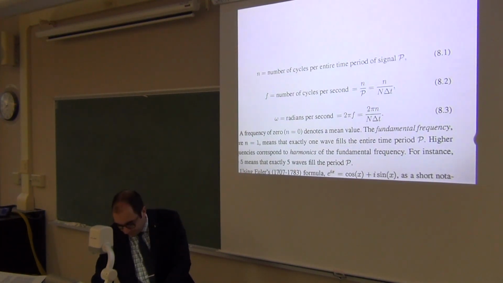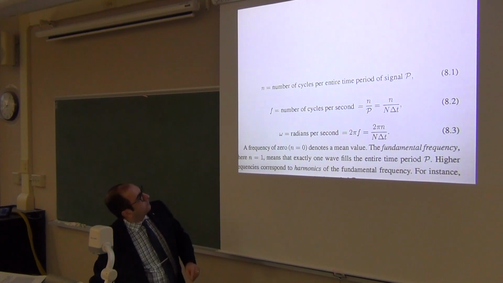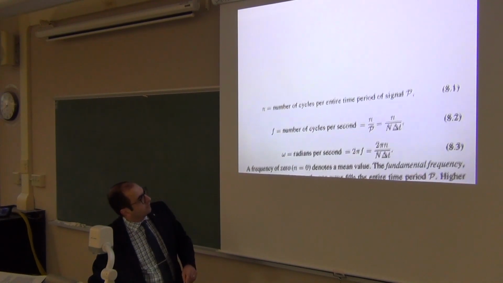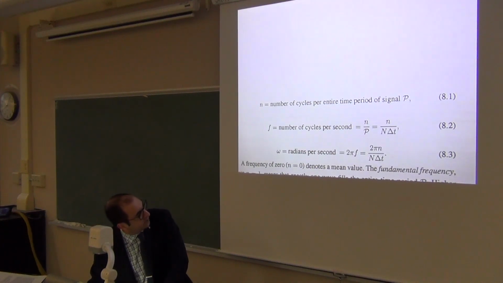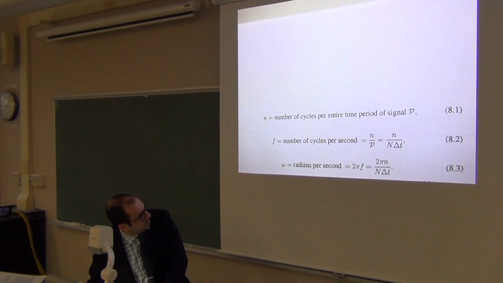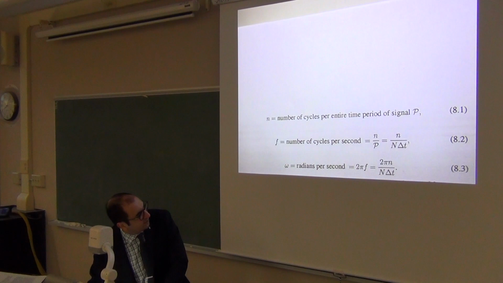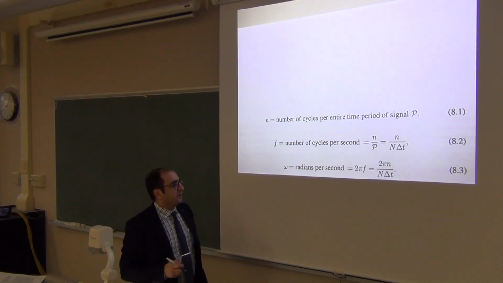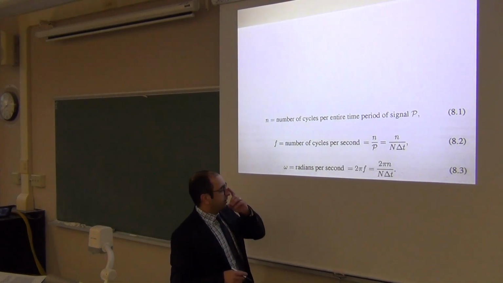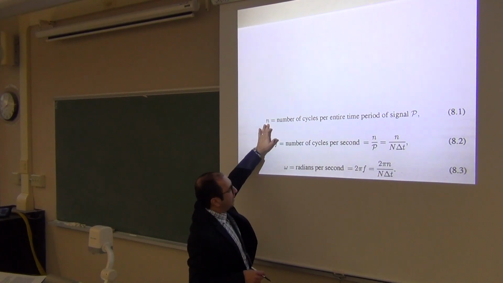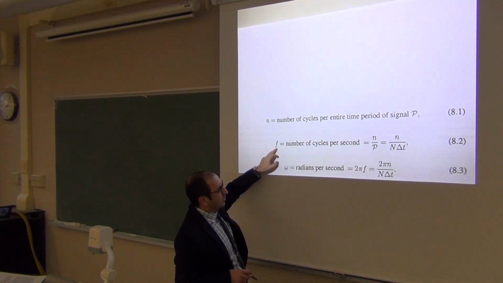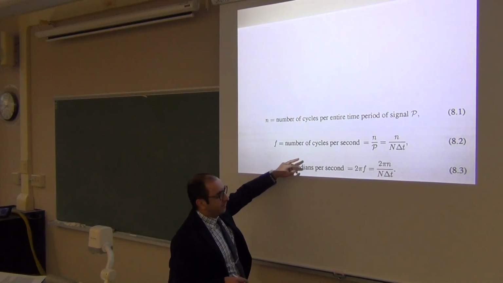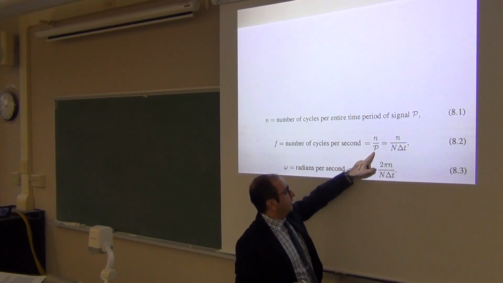We said for our purposes frequency can be defined as number of cycles per entire time period of a signal, but that's not totally unrelated to the most conventional forms of frequency we know. If you want to convert this frequency from n to some sort of frequency f in hertz or per second, all you have to do is divide n by the period of the measurement.